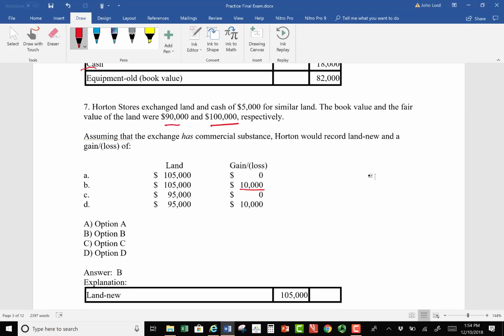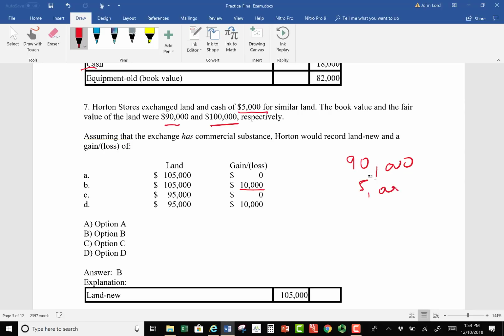Okay. Now, the new value of the land, and this is what I'm talking about, knowing how to do it, because if I give you a multiple choice question like this on the exam, you don't want to do the whole journal entry and plug it to figure out what the new land comes in at. Okay, so I would simply say the book value of the land was what? 90,000. The book value of the cash was what?